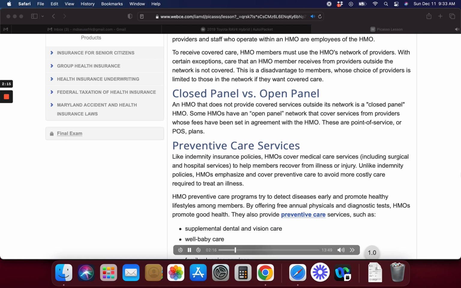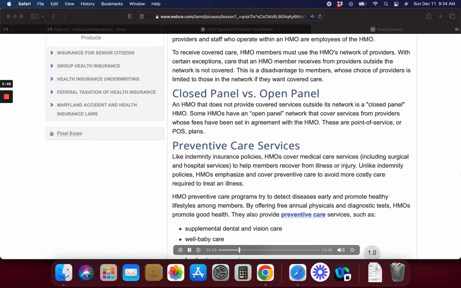Preventive care services. Like indemnity insurance policies, HMOs cover medical care services, including surgical and hospital services, to help members recover from illness or injury. Unlike indemnity policies, HMOs emphasize and cover preventive care to avoid more costly care required to treat an illness. HMO preventive care programs try to detect diseases early and promote healthy lifestyles among members. By offering free annual physicals and diagnostic tests, HMOs promote good health.